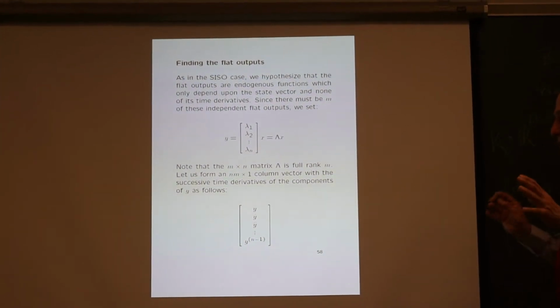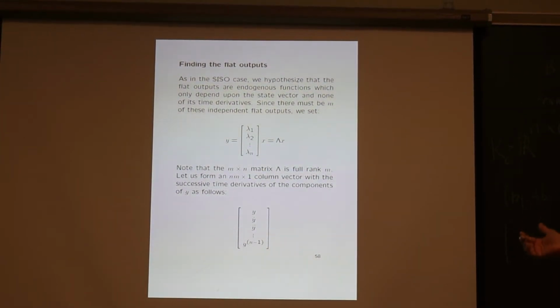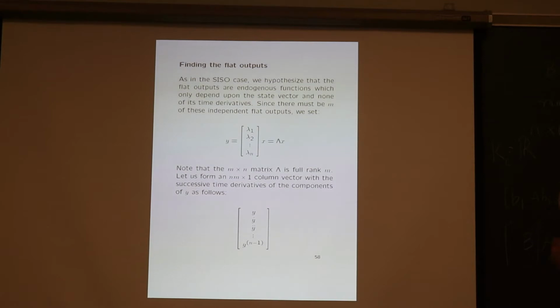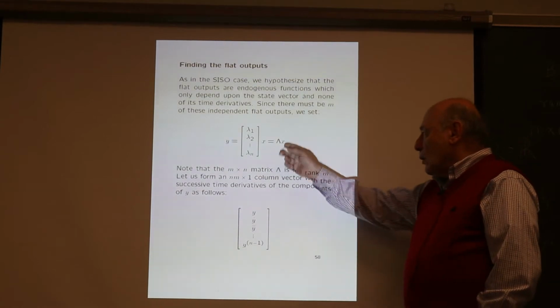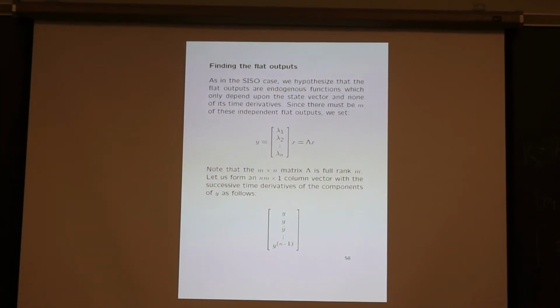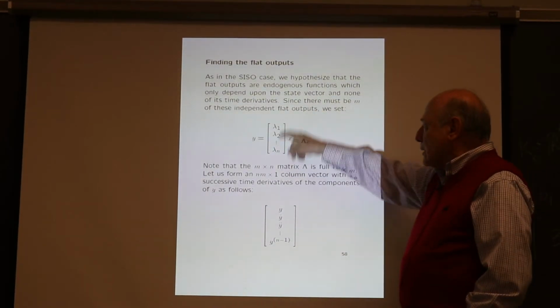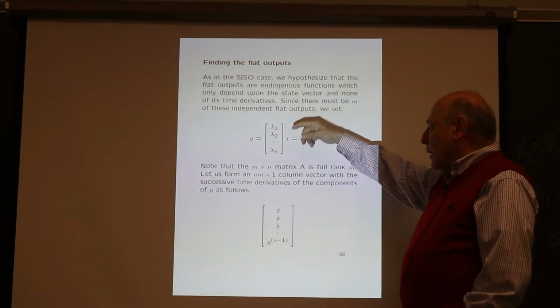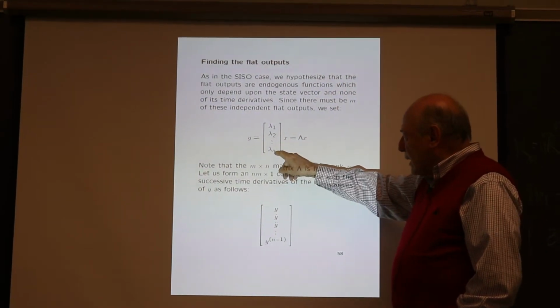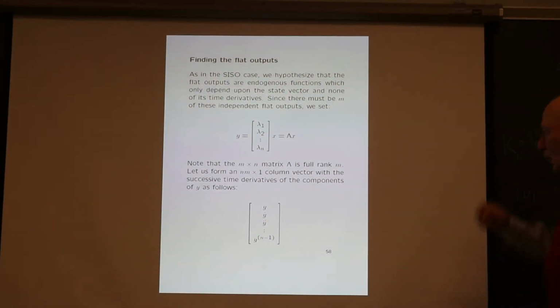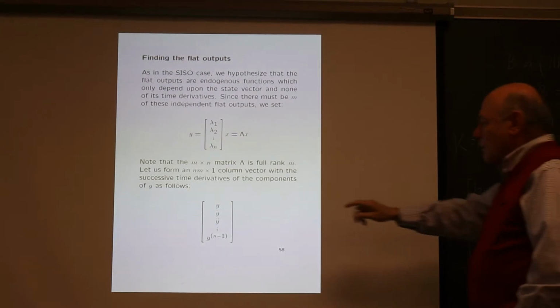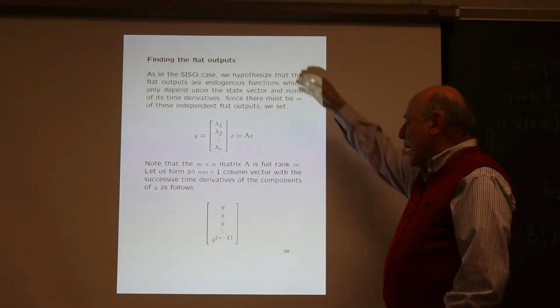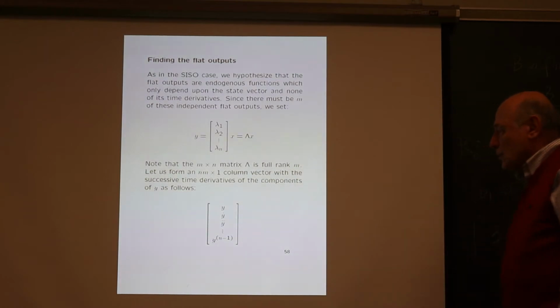Remember that in single input, single output, when we computed the flat output using the Bezout identity, the flat output came out to be a linear combination of time derivatives of the input and the output. We can eliminate the presence of the input in a general manner. And also in the multivariable case, we can do that. So the observability matrix lambda here is an m row, n column matrix. There's a mistake here, it should be lambda sub m. So that's an m times n matrix, and it should be full rank m, because we have m outputs.